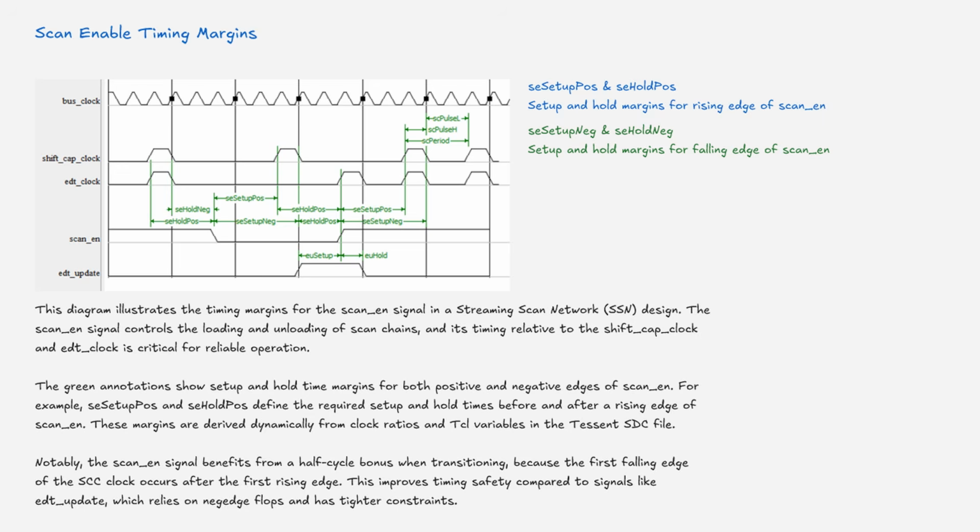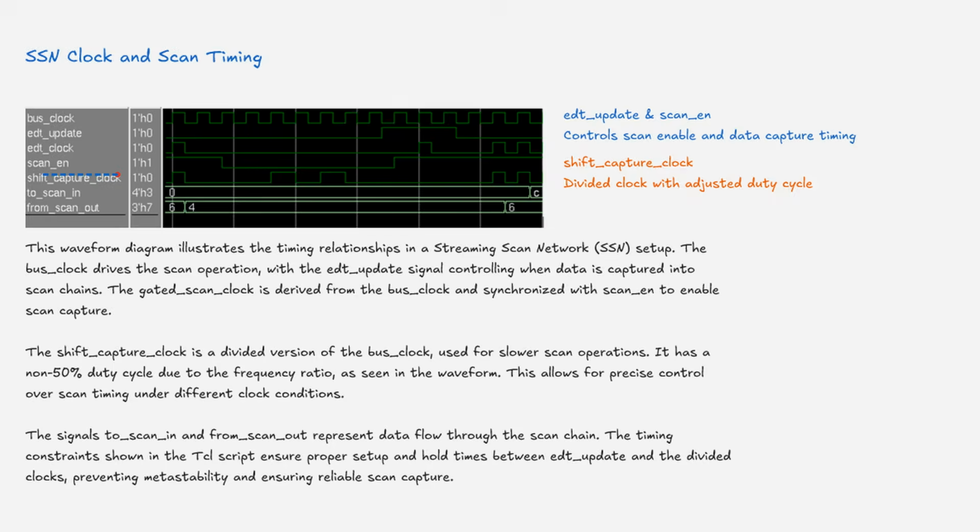This improves timing safety compared to signals like EDT update, which relies on neg-edge flops and has tighter constraints. This waveform diagram illustrates the timing relationships in a streaming scan network, SSN setup. The bus clock drives the scan operation, with the EDT update signal controlling when data is captured into scan chains. The gated scan clock is derived from the bus clock and synchronized with scan enable to enable scan capture.